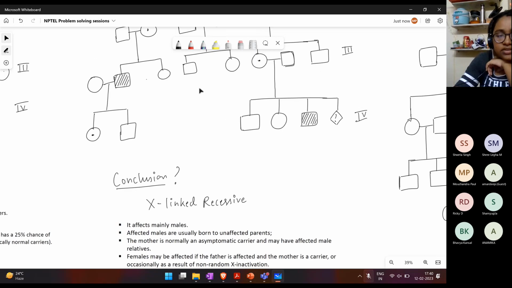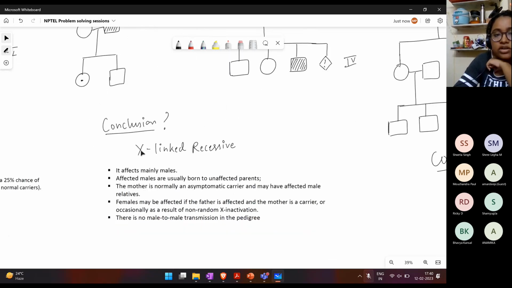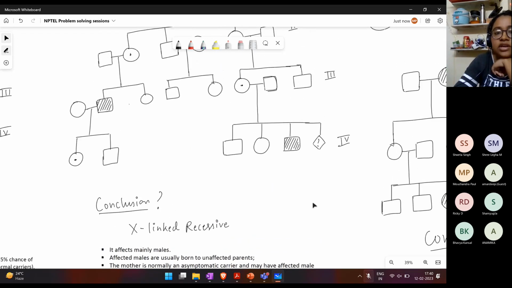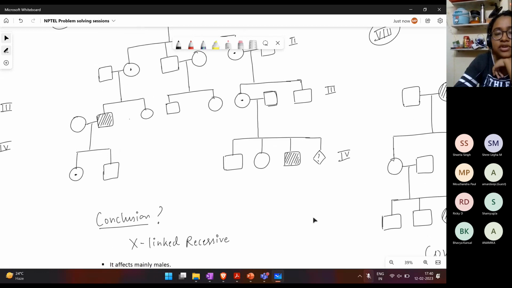Let's see whether our conclusion is correct or not. So it is true, this pedigree shows X-linked recessive type of inheritance. As I was saying, it affects mainly males, right? But it can affect females if the phenomenon of X inactivation occurs. In the females, there are two copies of the X chromosome, right? And both copies have the same genes, the same alleles.